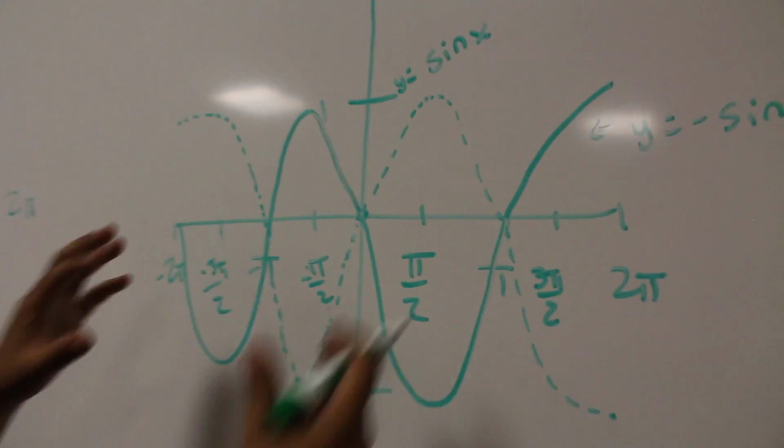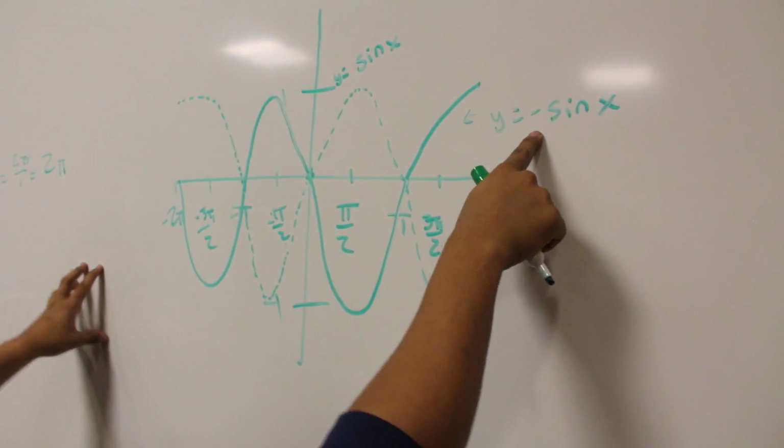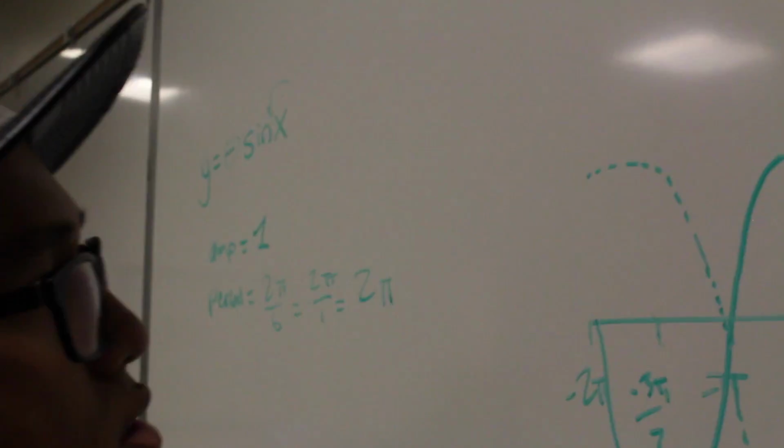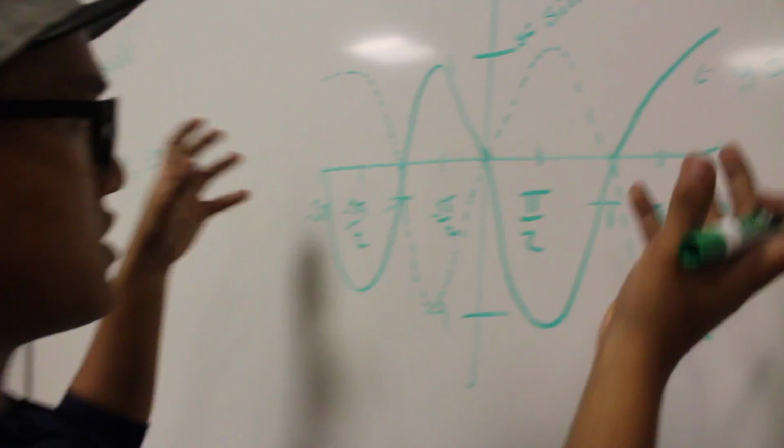So as you can see, all it is is flipped. This bolded one is the negative sine function x, which we started with, and this dashed line is a regular y equals sine x function, the basics. So all it is is just flipped.